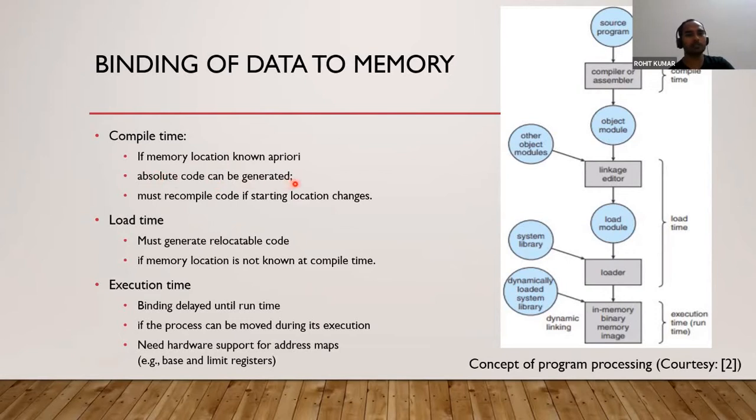Then absolute code can be generated. Absolute code means whatever code is generated with respect to the source code, as it is, its object file. Then you must recompile the code every time you make some modification in your source code. Obviously, that's a fundamental requirement. If you have changed your source code itself, then obviously you need to compile the program again.